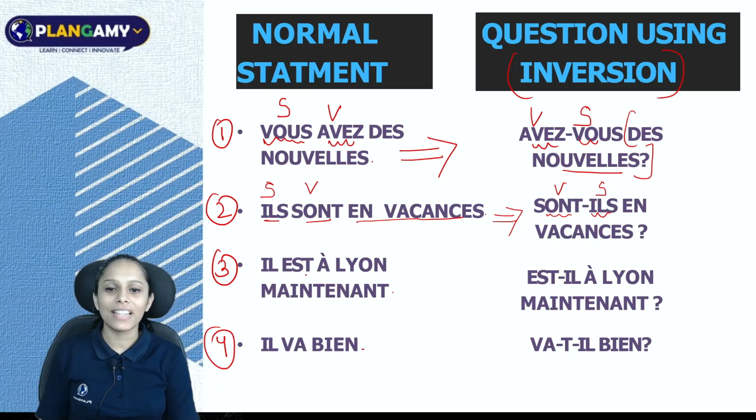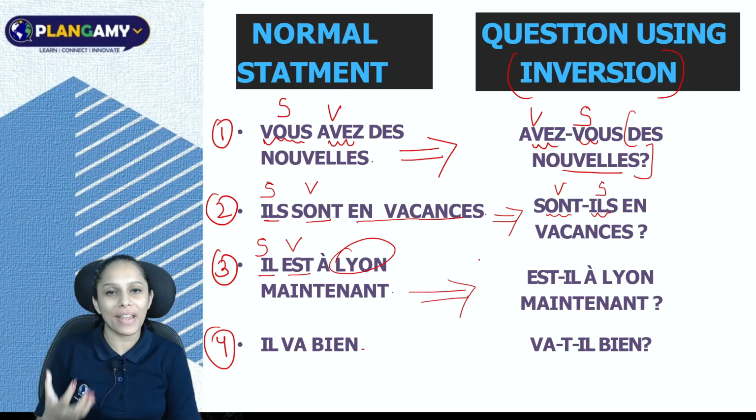Now we have example number 3. Here it is "Il est à Lyon maintenant." So he is in Lyon right now. Lyon is a city in France. Here we have subject and verb. Now we have to convert it into a question using the inversion method. So it becomes "Est-il à Lyon maintenant?" Is he in Lyon right now? So est is our verb and il is our subject.